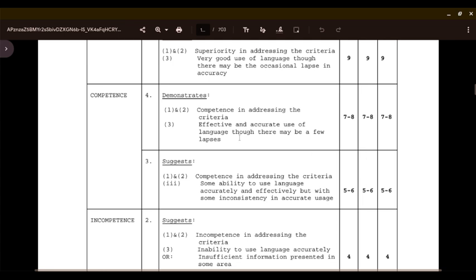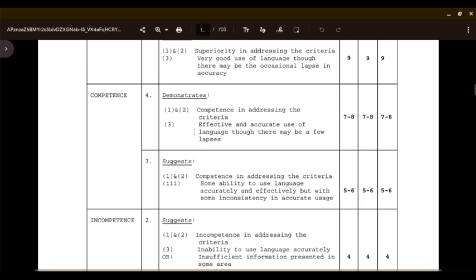With language, again, you do have a definite difference. Language for level 3 competence is some ability to use it effectively, but with some inconsistency in accurate usage. So it's like, oh, it sounds good, but there's an inaccuracy, and there's an inaccuracy. Inaccuracy means error, okay? So you've got basically more errors. We're seeing stable sentence structure, but there are quite a few errors. And again, a lot of those errors tend to be past tense. Please get a hold of yourselves on past tense. You're really going to need it for academic writing.